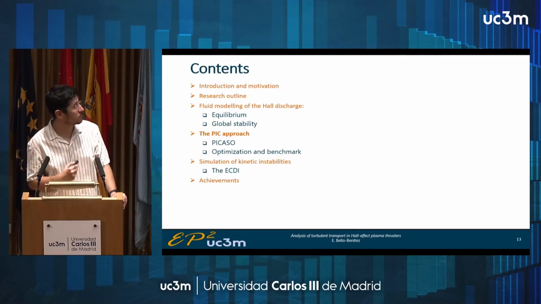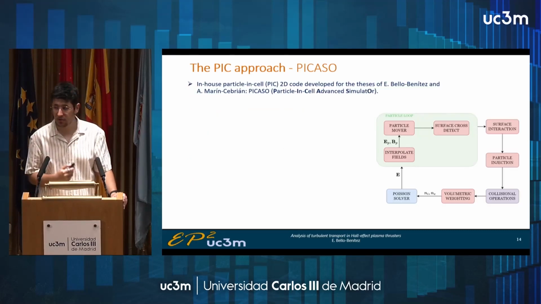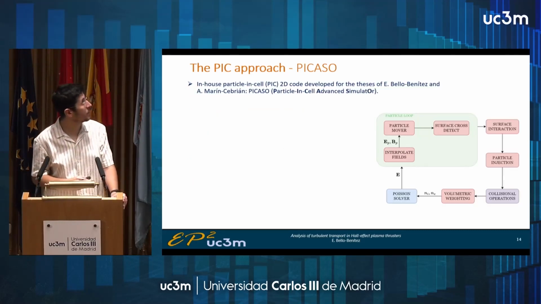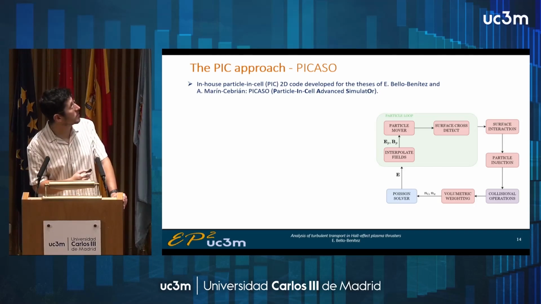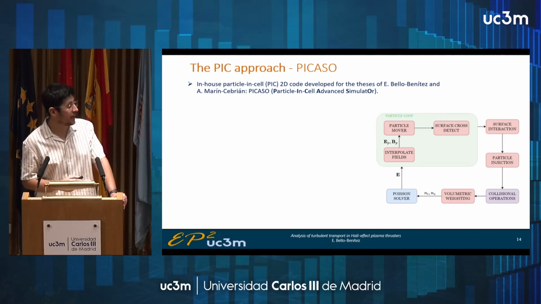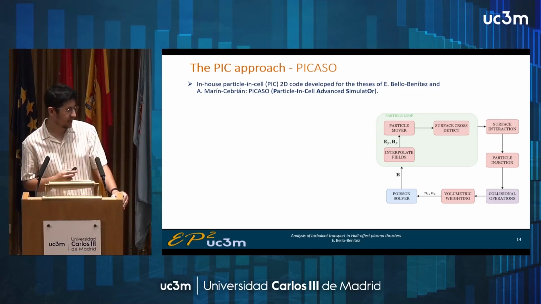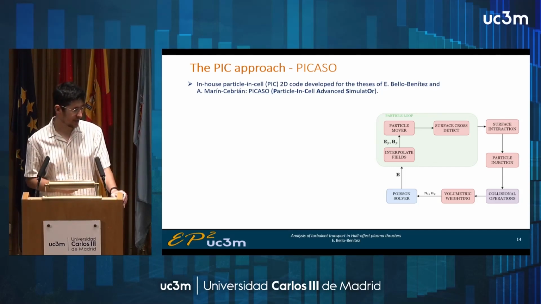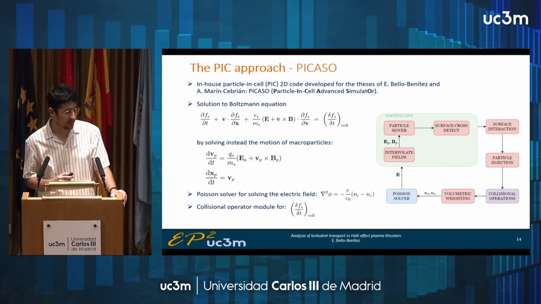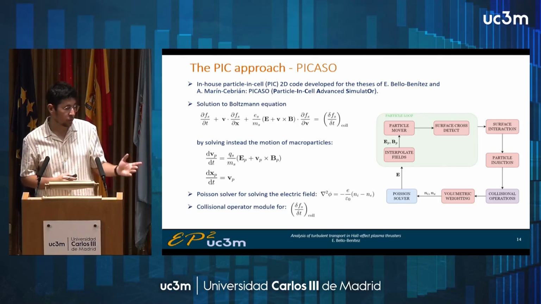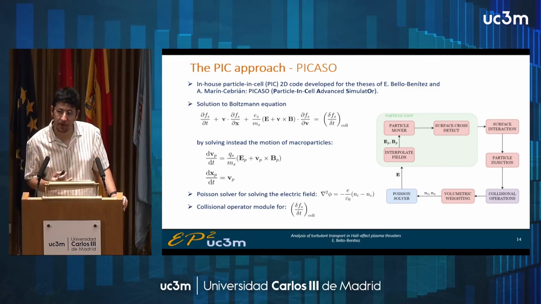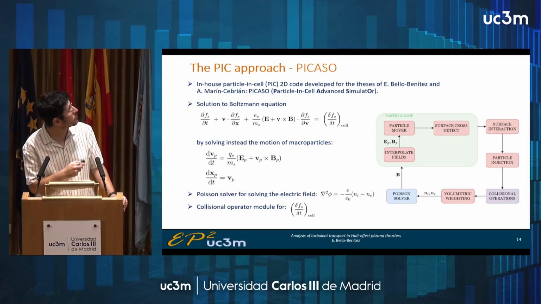Okay, so now let's move to kinetic simulations, nonlinear simulations, and as part of the thesis, and also as part of the thesis of Alberto Marín Cebrián, we have developed a two-dimensional particle-in-cell code, which we recently baptized as Picasso. I'm not going to enter into the details of these kinds of codes, but at the end, you have to know that what we want is to solve directly the velocity distribution function of the species in our plasma by solving the Boltzmann equation.